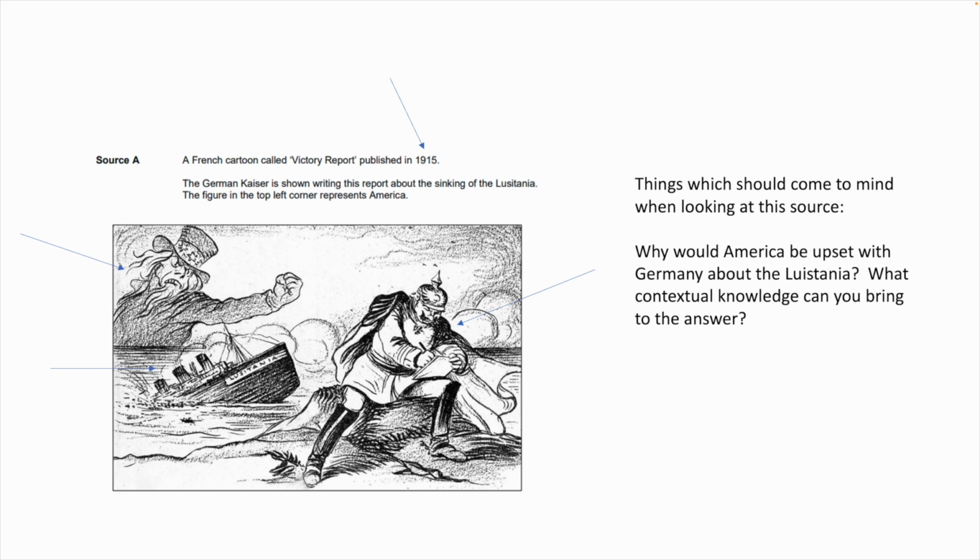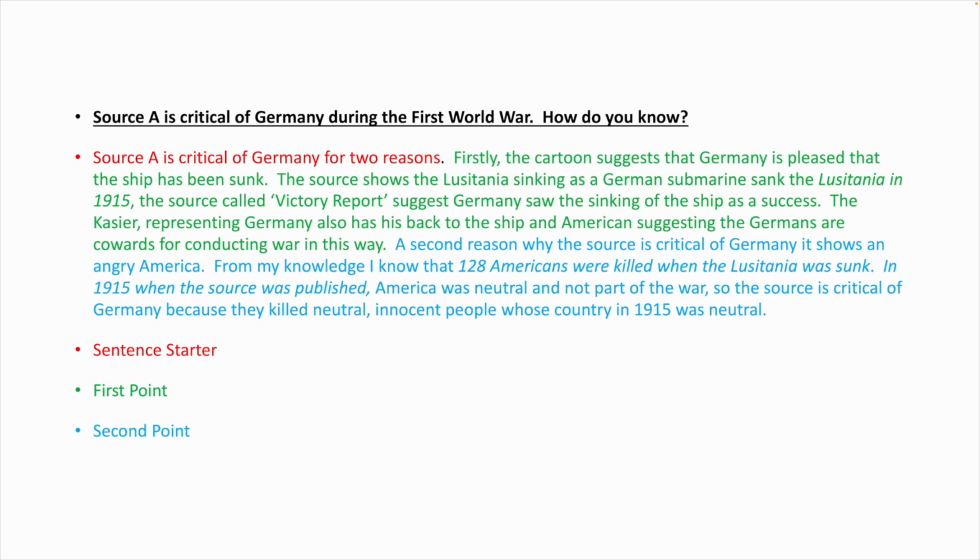And again, I think it's important to notice that the Kaiser's got his back to the Lusitania, like he doesn't care. He's writing his report. He's almost got a bit of a grin on his face here. He seems to be almost laughing. So there's some things in there which are quite easy to miss, but I think are going to be important to our final answer. So I've done an answer here, and I've tried to break it down by colour to give you a clue as to why I've done it this way.